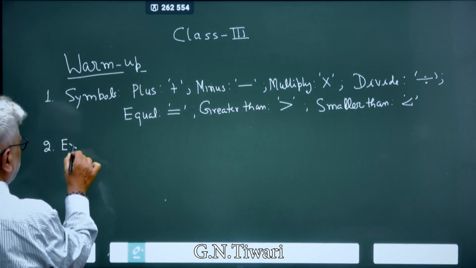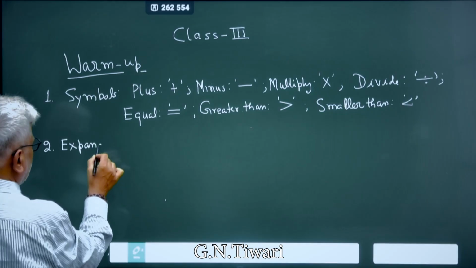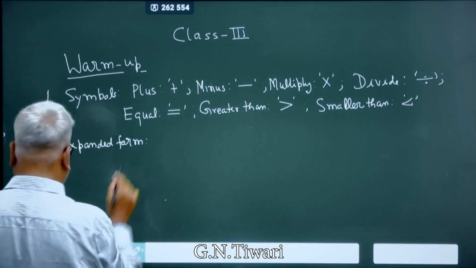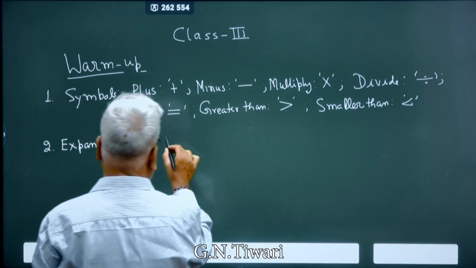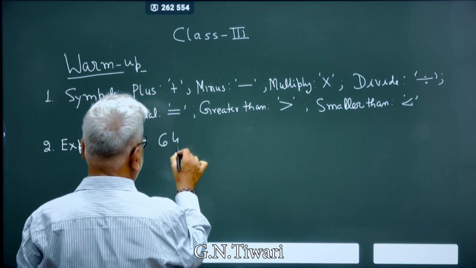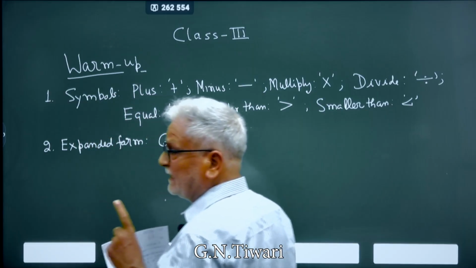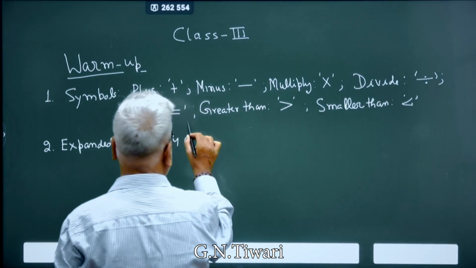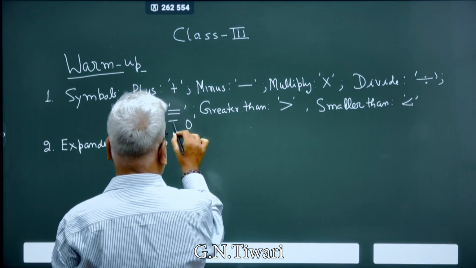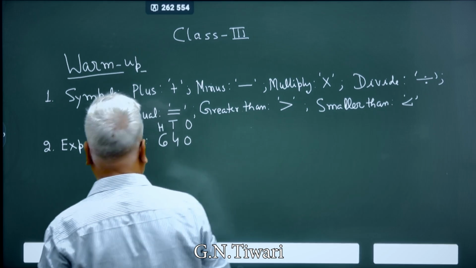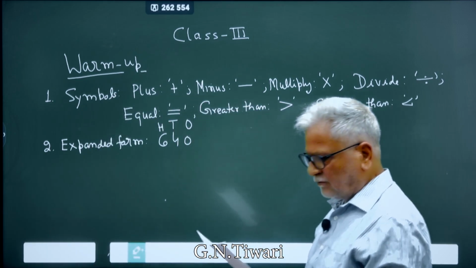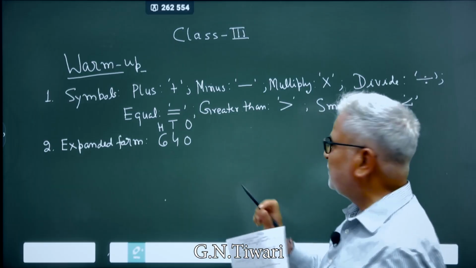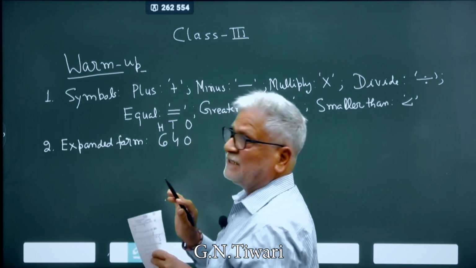expanded form. For example, suppose I am just writing 640, and it is very important that the first digit of any number is ones, the second digit is tens, and the third digit is hundreds. Now, the question is, what is the expanded form of this? Very simple. If you write OTH, then it is very simple.